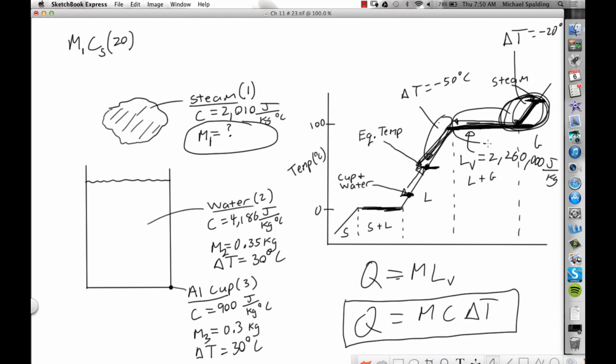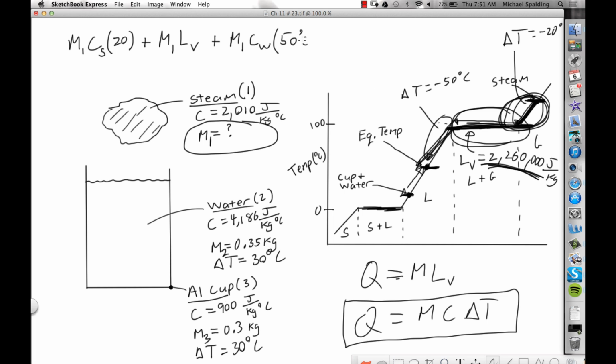Second step. What's the equation for that second step? ML, so that's M1 times the latent heat of vaporization, 2,260,000. Plus this third step here, MC delta T again. That's M1 times the specific heat of water, because the steam is now water, and the delta T is 50.